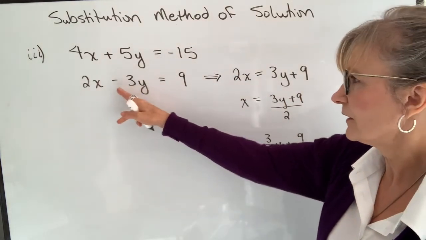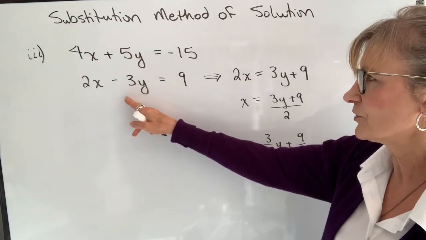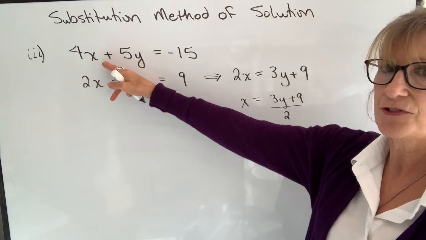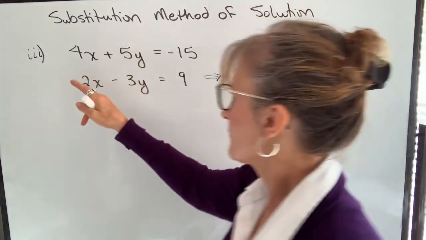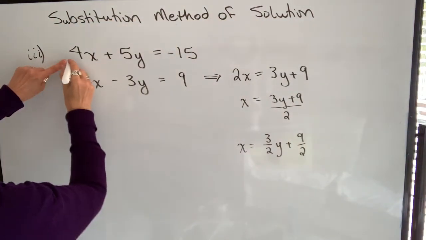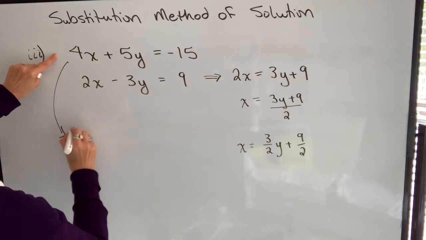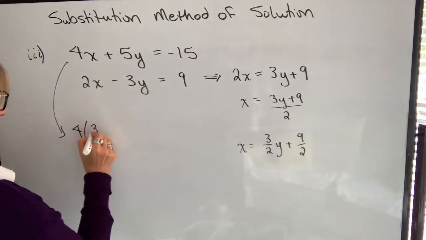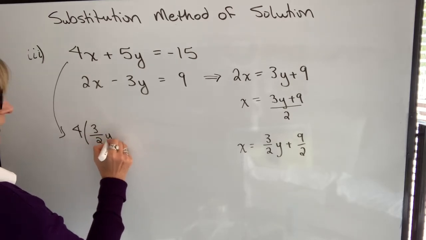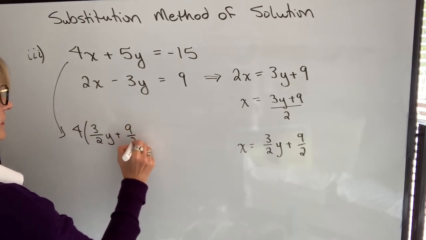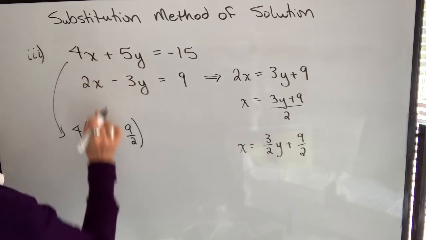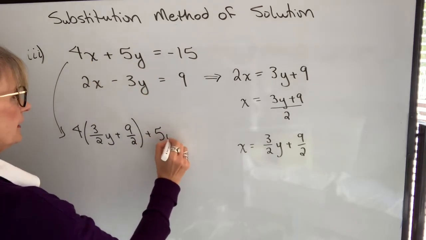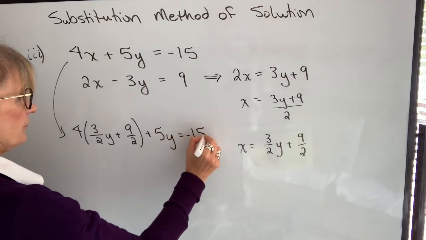So because I isolated x using the second equation, now I'm going to substitute this expression into the first equation for x. So in this equation, I will have 4 times, I'll use the second solution, 3 halves y plus 9 halves. Then that's just, I put that in for x. Then I have plus 5y equals negative 15.